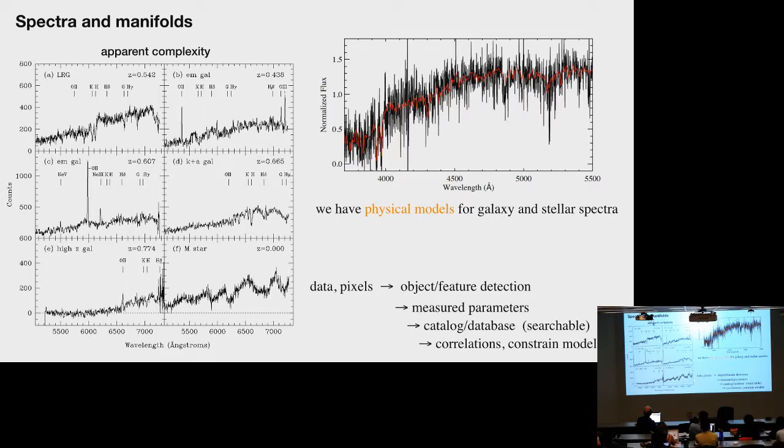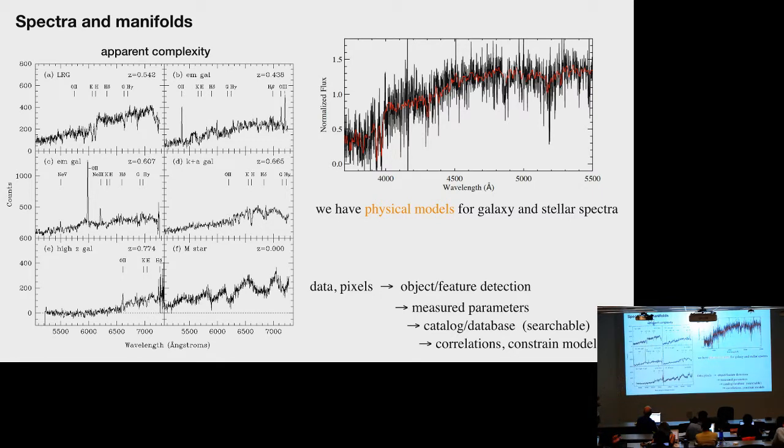You can go from pixels to object or feature detection, parameter estimation, etc. And you can extract the relevant physical information from the spectra. You can put that into a catalog or a database, and you can search and you can do the usual analysis.